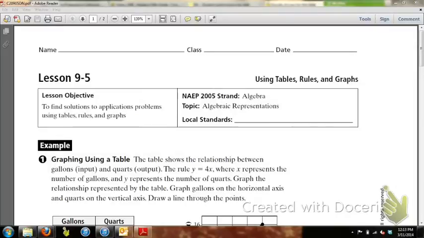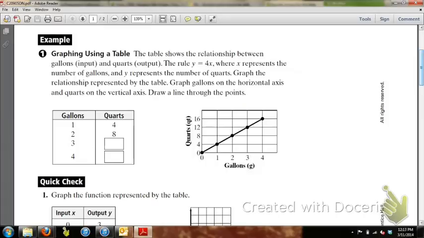In Lesson 9.5, we're going to use tables, rules, and graphs to solve some problems. So let's take a look at the first example here. The table shows the relationship between gallons input and quarts output. The rule y equals 4x, so that's helpful, where x represents the number of gallons and y represents the number of quarts. So gallons is my x, and over here we're doing 4 times x.